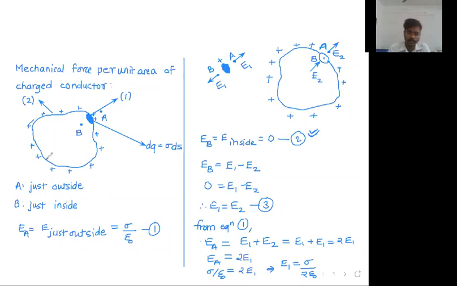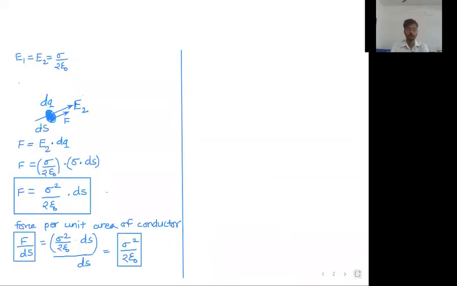Let it be a positively charged conductor or a negatively charged conductor, the conductor always tries to expand. It doesn't matter whether the conductor is positively or negatively charged. This force at any point on the surface of the conductor is always outward. The conductor always tries to expand. So if you charge the conductor, it always tries to expand.